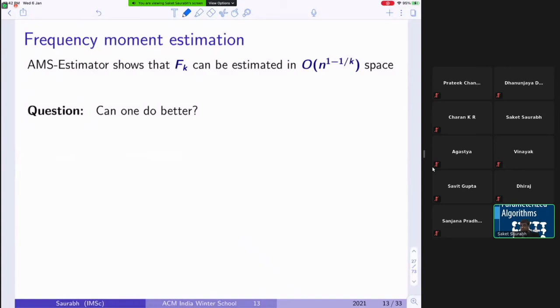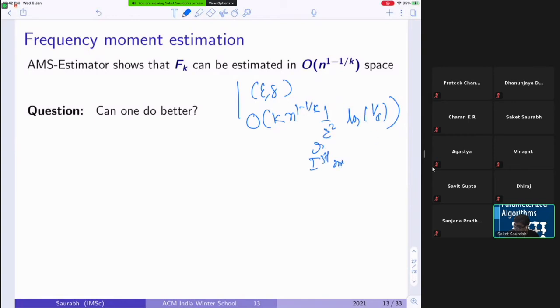So what we have been able to show is that the AMS estimator shows that fk can be estimated in n to the power 1 minus 1 by k space. Of course, if you wanted some epsilon and delta, you better add k n to the power 1 minus 1 by k times 1 over epsilon squared log 1 over delta. This is for the first boosting, and this is for the second boosting, the parallel median.